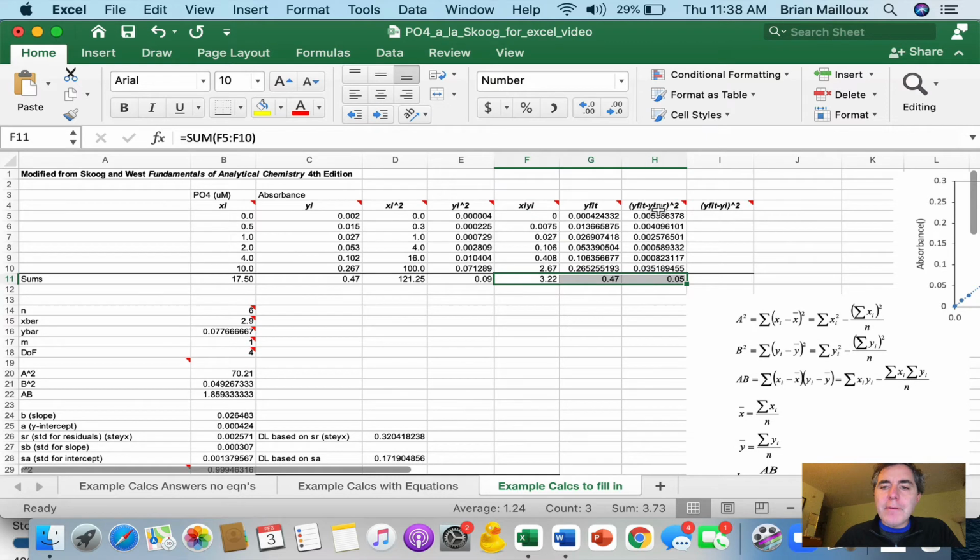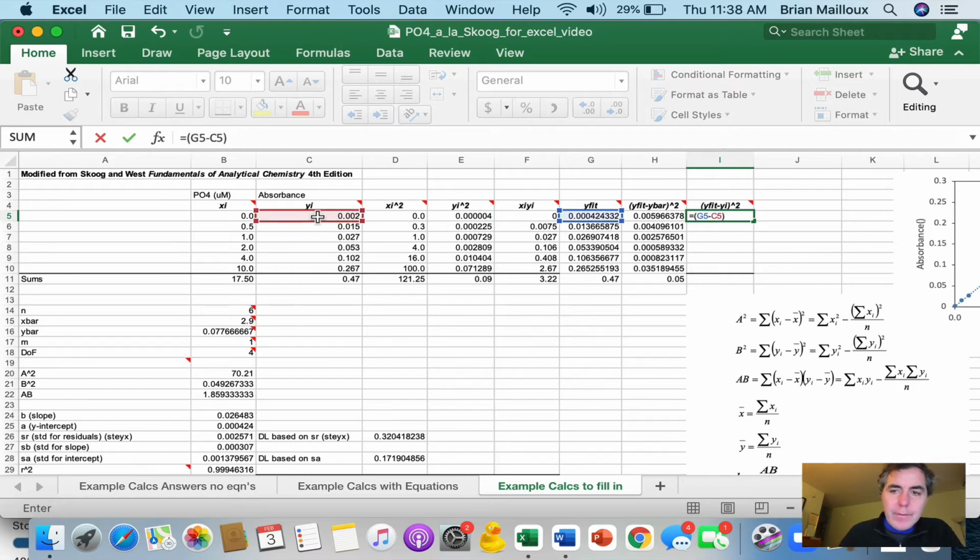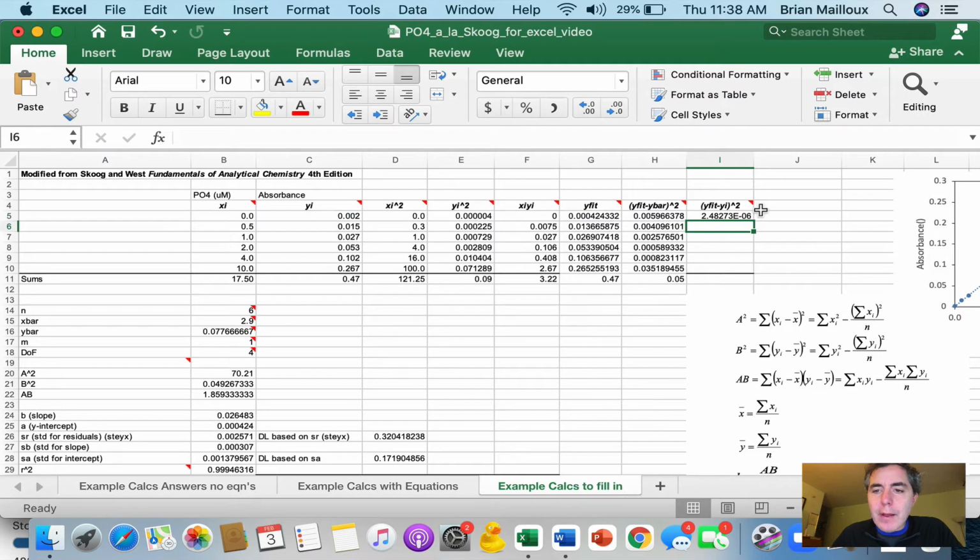Now we need YFit minus YI squared, so it's equal to YFit minus YI squared. Then we're going to drag this down. We're going to want the sum. Let's fix our borders.